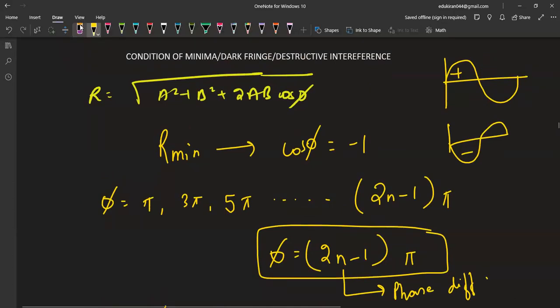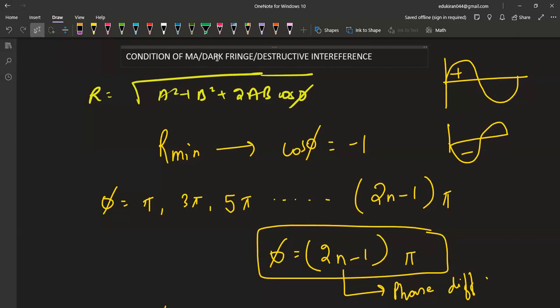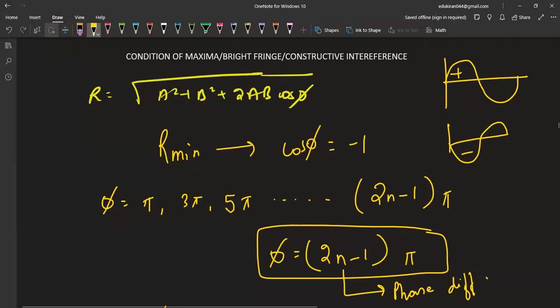Second is condition of maxima. You can say bright fringes, or constructive interference. So in this, a slight difference will come: this has to be positive for our maximum. Cos phi has to be positive, +1. So the formula is a little different.